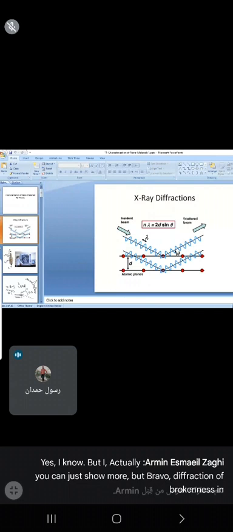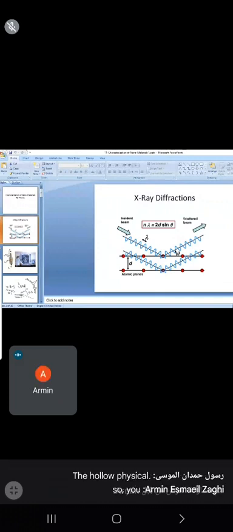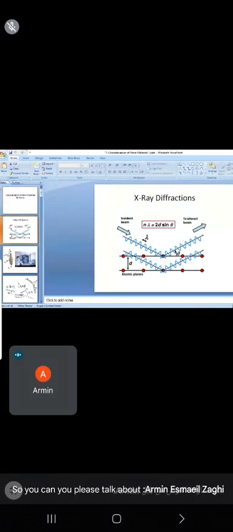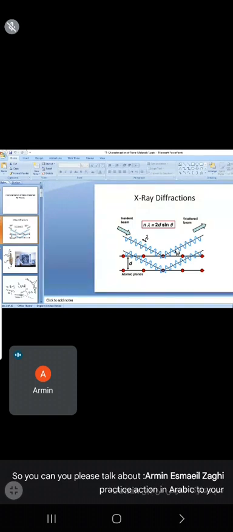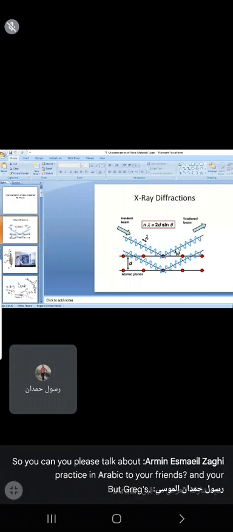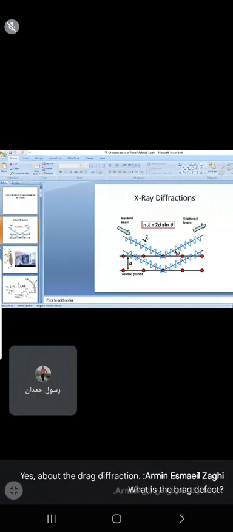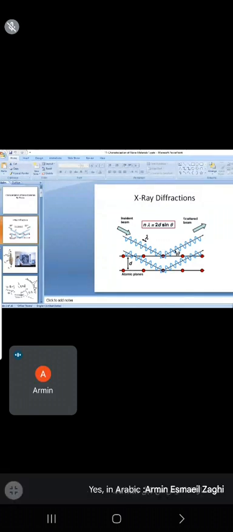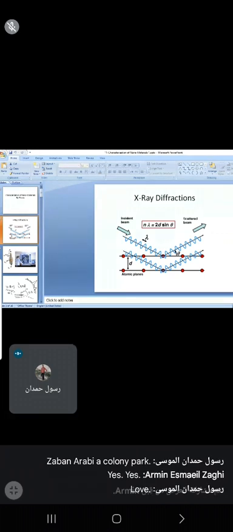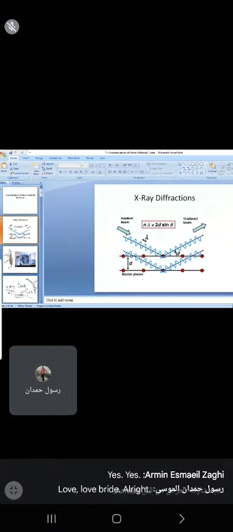So can you please talk about Bragg diffraction in Arabic to your friends? What is the Bragg diffraction? Yes, in Arabic, please.